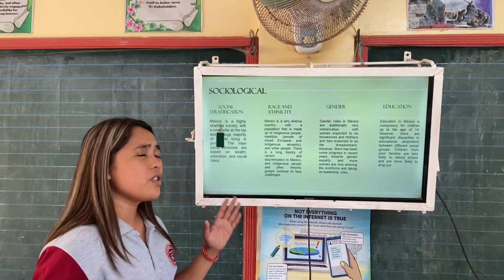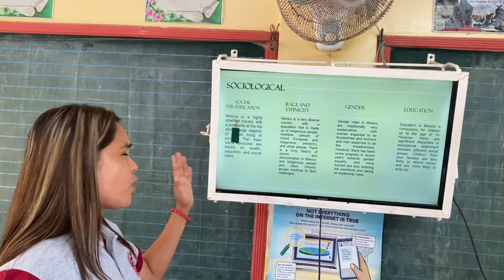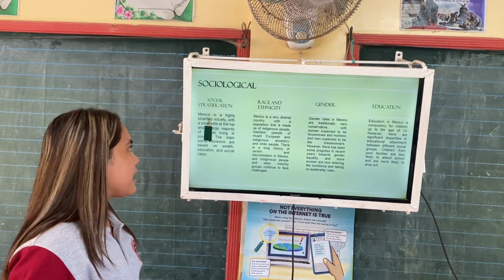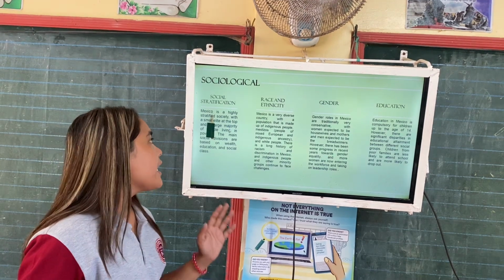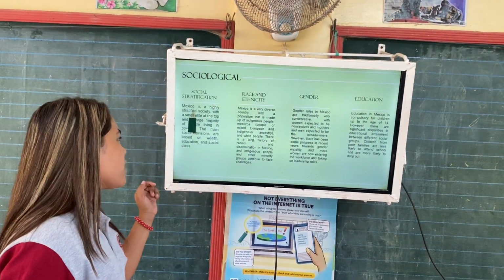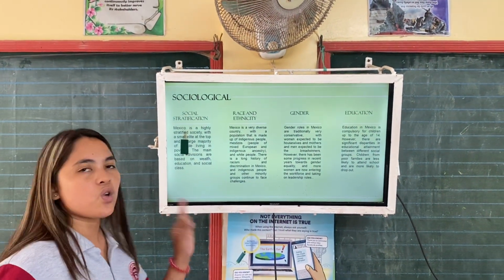And then let's move on to the sociological aspects of Mexico. So in terms of social stratification, Mexico is a highly stratified society with a small elite at the top and a large majority of people living in poverty. So the main social divisions are based on wealth, education, and social class.